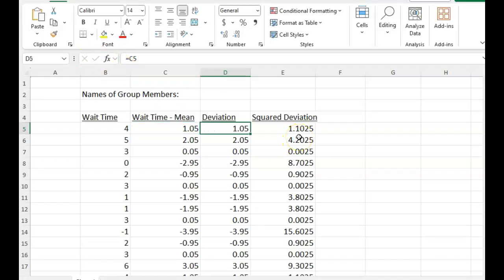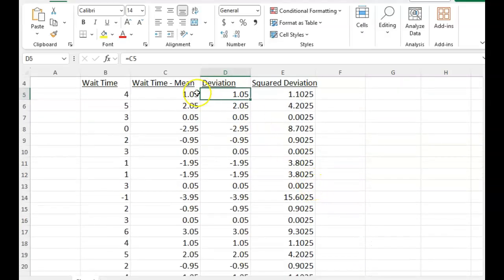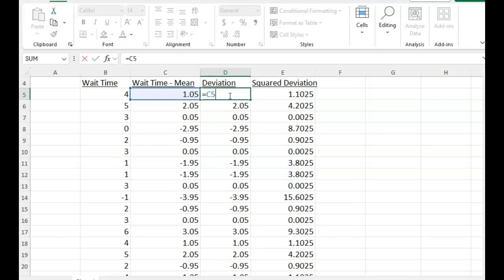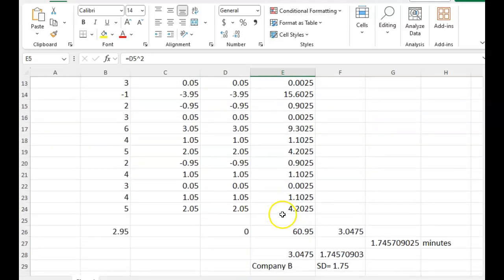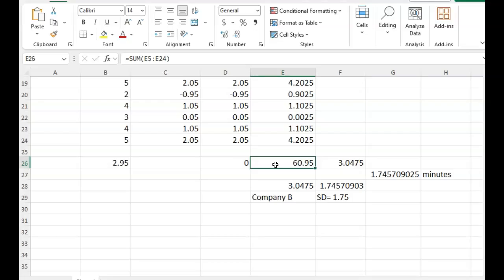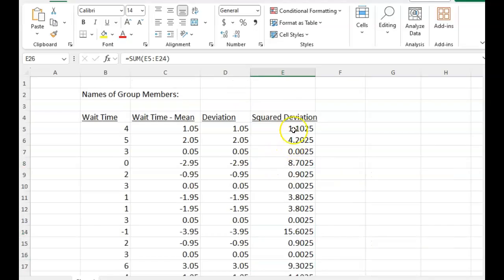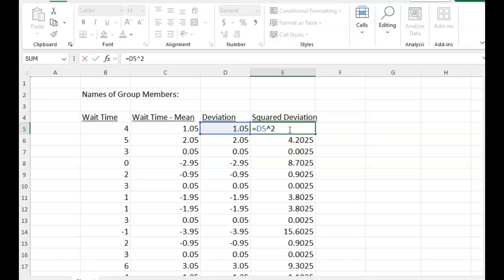Round to the hundreds. C5, this one? Equals, and then just click the result. Okay. Alright, and then we square it. Anybody get stuck on the squaring? Good? Oh, it already filled it in for you. So then if it filled it in for you, did everybody get 60.95 for squared? Yes. So equals, and then click the deviation. And then your carrot top is shift 6 on your keyboard, and then 2. And then press enter.